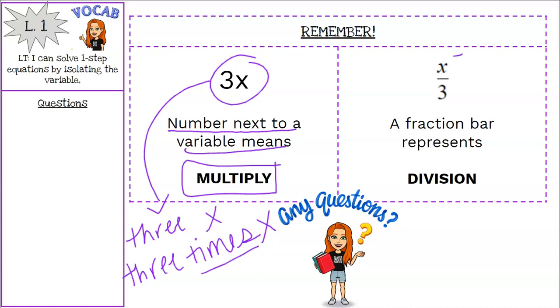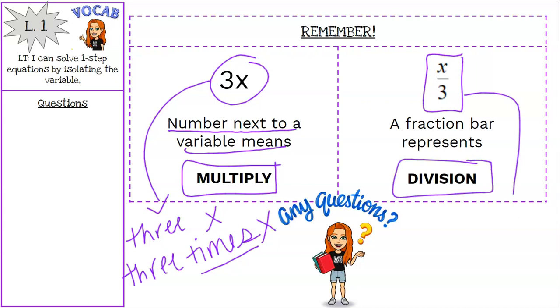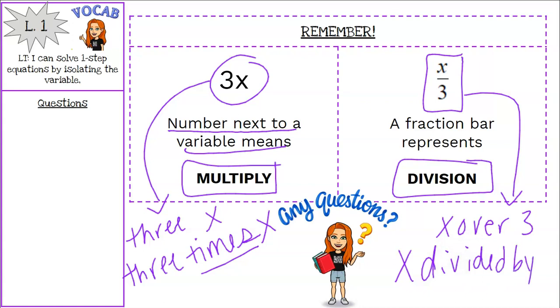Here, a fraction bar represents division. So we can read this as x over 3 or x divided by 3. Those are the two ways to read that. Both are accurate. This one just reminds us that we're dividing.